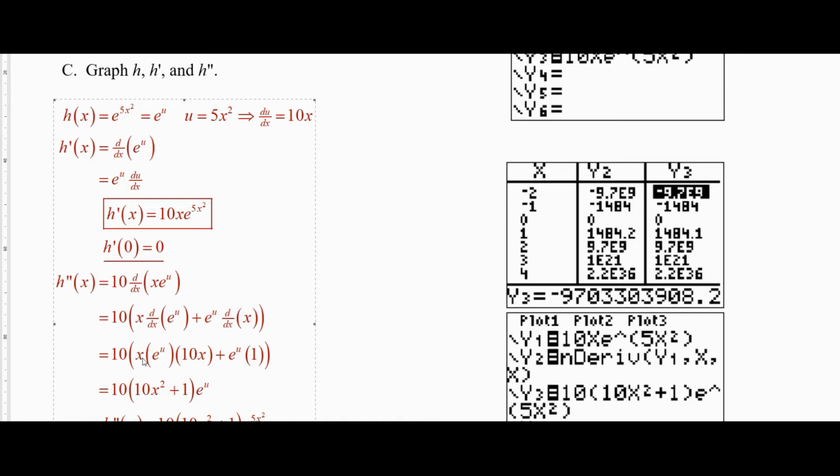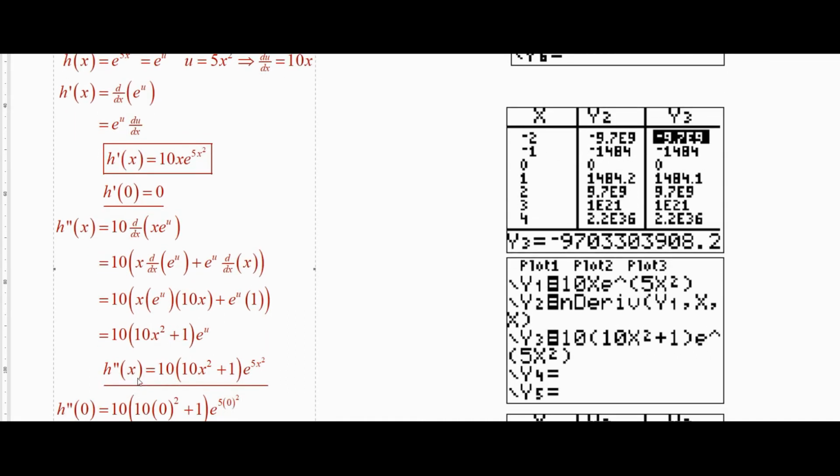This is 10x squared plus 1, where we factor out the e to the u in the back side here, but I could have put it in the front. I don't know. And so we get that. So it's 10 times (10x squared plus 1) times e to the 5x squared.